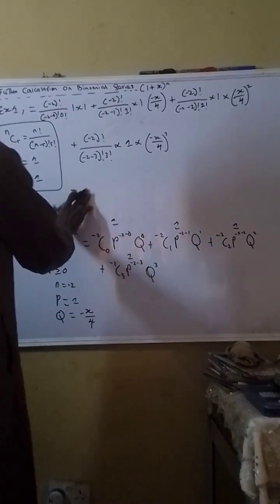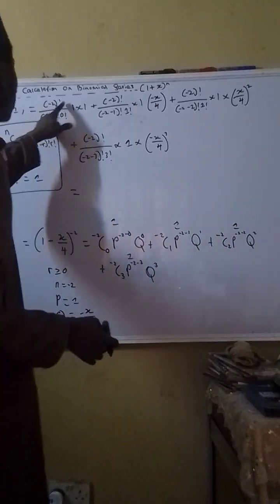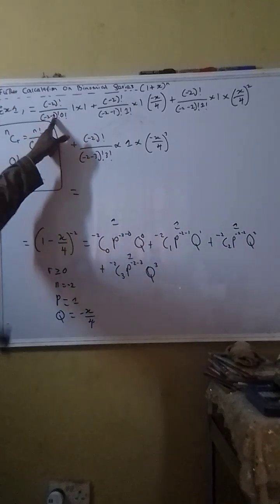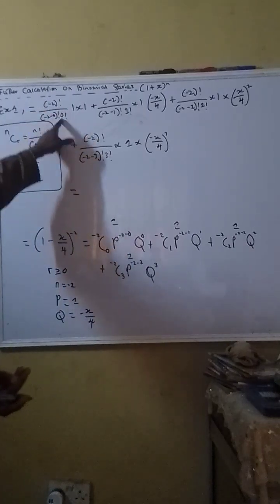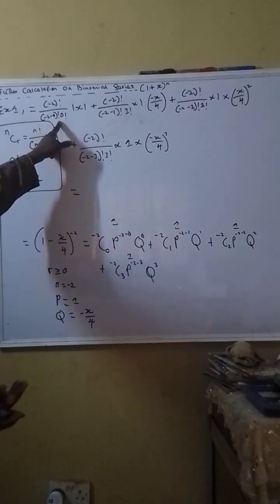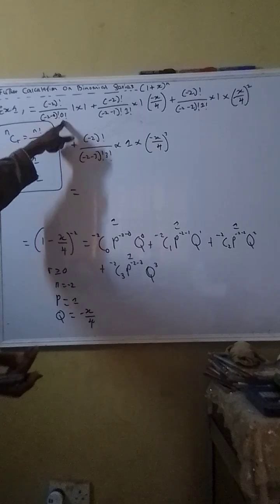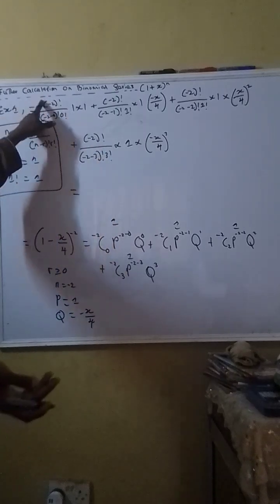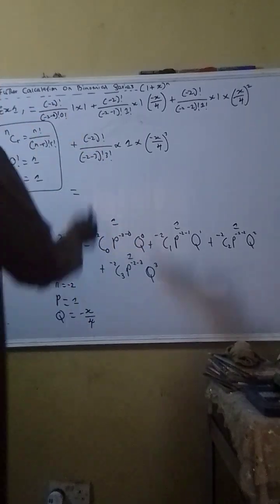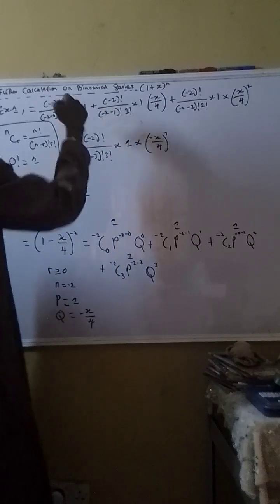We already know that. Now let's reconfirm. This will be negative 2 factorial. Negative 2 minus 0, you have negative 2 factorial. They will cancel out. 0 factorial is 1. So 1 times 1. Negative 2 factorial times 1, negative 2 factorial. So negative 2 factorial will cancel out negative 2 factorial. So you have 1. 1 times everything will still give you 1.